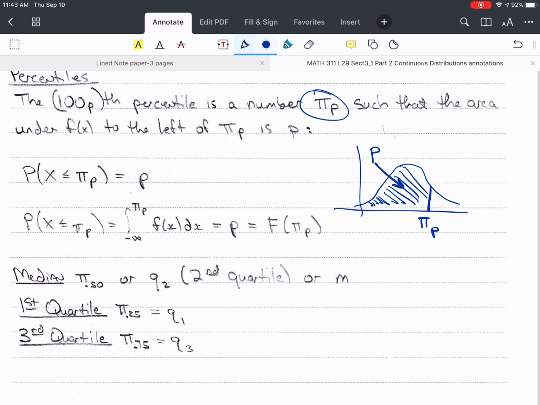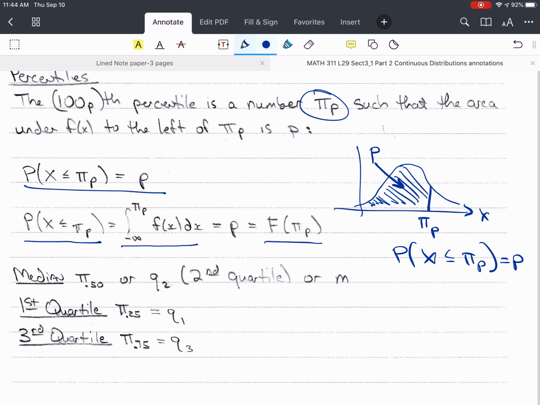All right, up to that value. So this is the probability that, if this is x, x is less than or equal to pi sub p, that's equal to p. And we have that here, and we've written it as an integral here as well. And we can also write it as the CDF at pi sub p, of course.